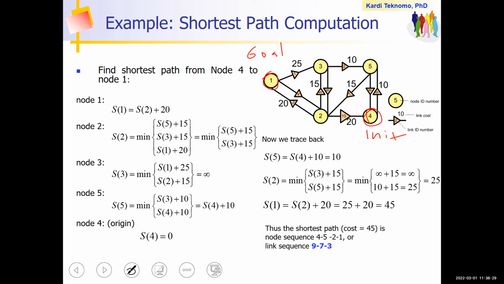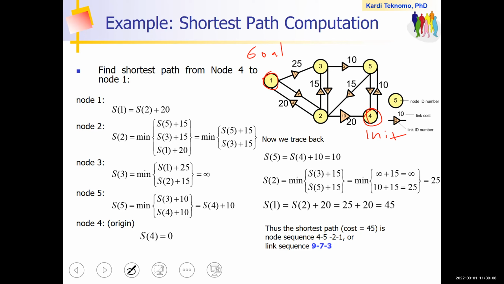The goal is node 1, so you check, to go to node 1, what is the incoming arrow? The incoming is only from node 2. So S1 equals S2 plus 20. This is more complex than the earlier example. Why? Because outgoing arrows you don't need to care about, only the incoming arrows.